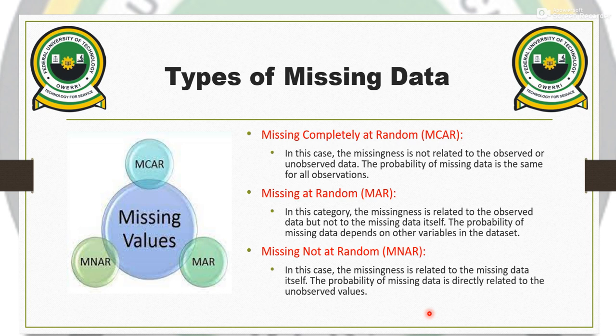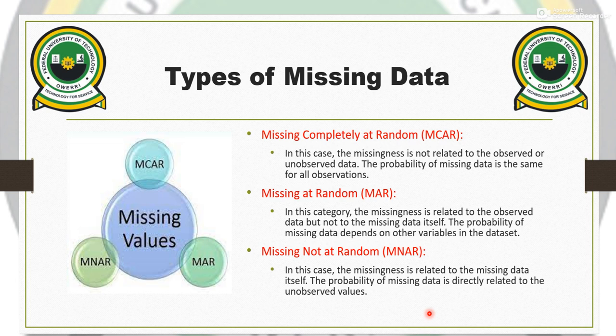Okay, in the second one you talk about missing at random. So in this category, the missingness is related to the observed data but not to the missing data itself. Okay, it's related to the data that you are observing, but not the missing data itself. Now the probability of missing data depends on other variables in the data set. Now the third one, missingness not at random. It says that in this case the missingness is related to the missing data itself.